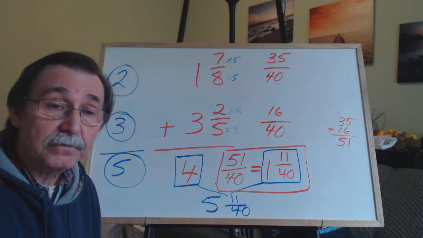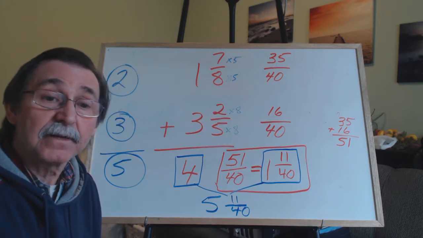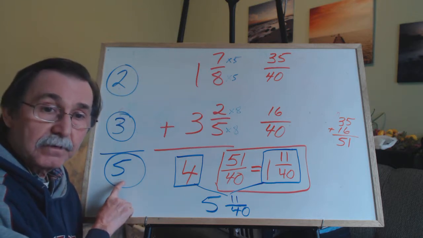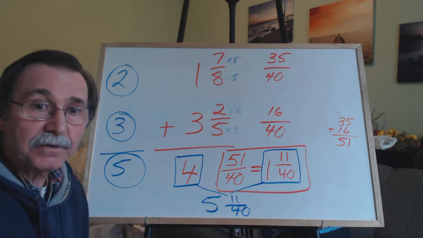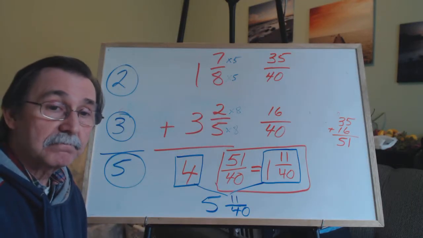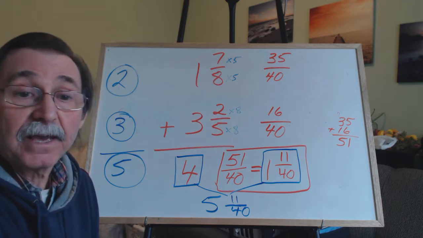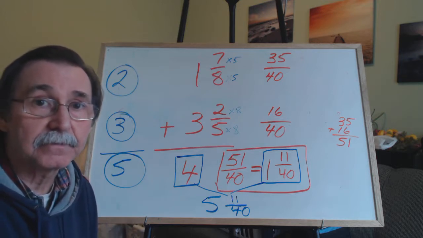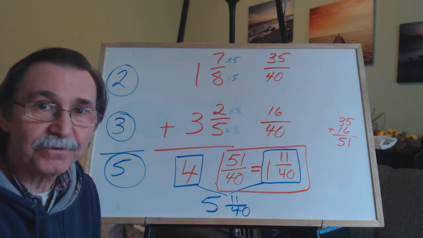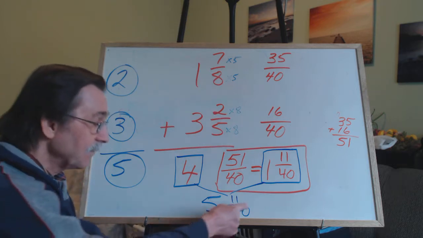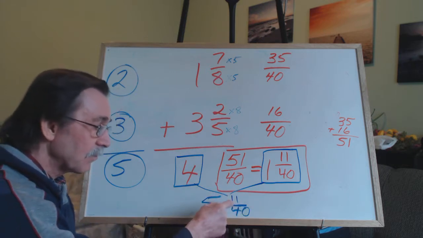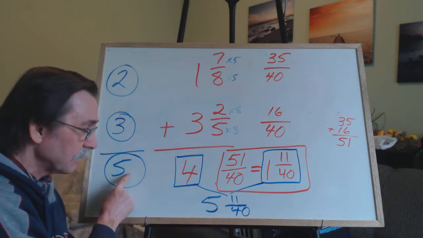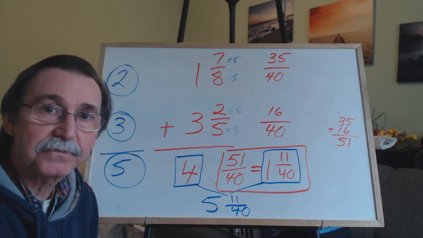Okay, and one final comment. Take a look at 5 and 11 40ths, and then go over and look at our original estimate. Well, they're pretty close because 11 40ths is less than half. If I had 20 40ths, that would be a half. Then I'd have 5 1/2. But this is not 20/40ths. It's way lower than that. So that means this mixed number is closer to 5 than it is 6. So our estimate was well done, and our final answer makes sense.